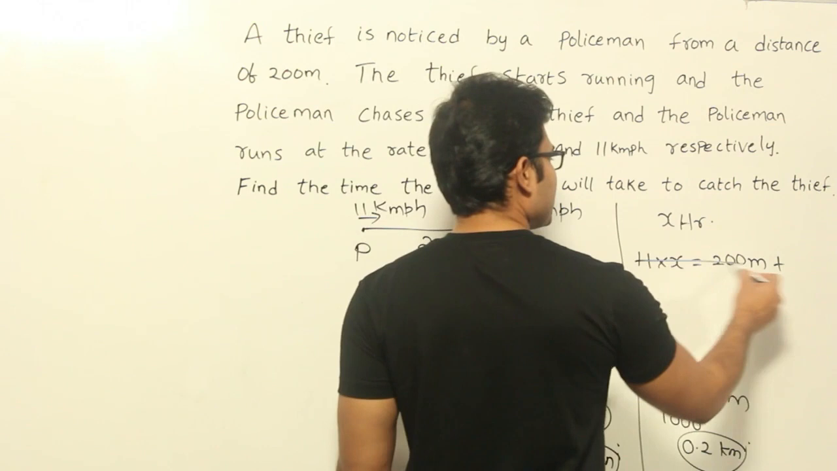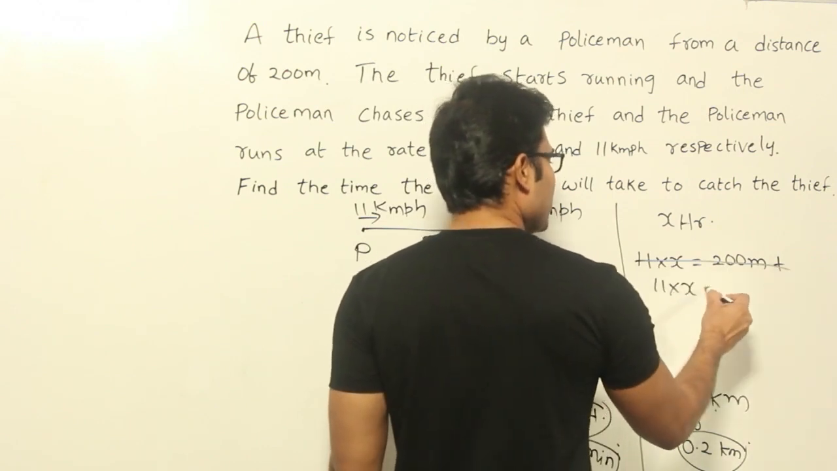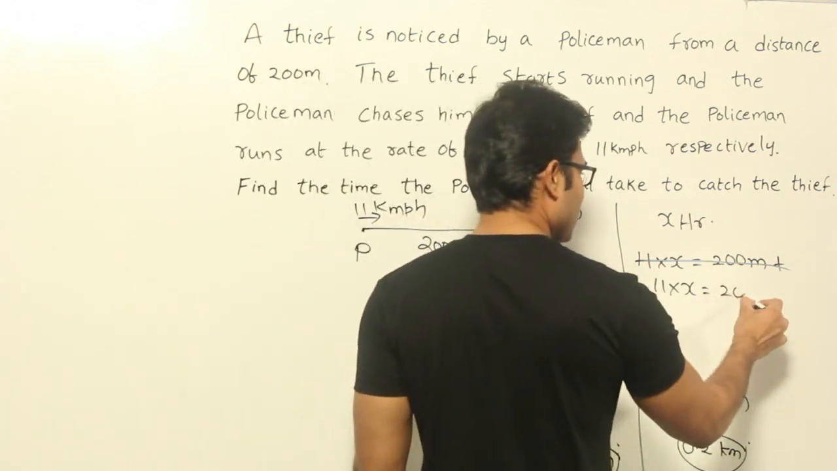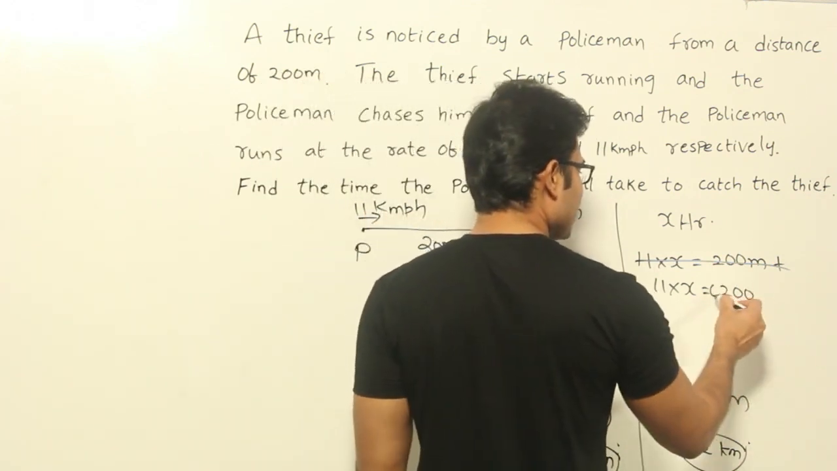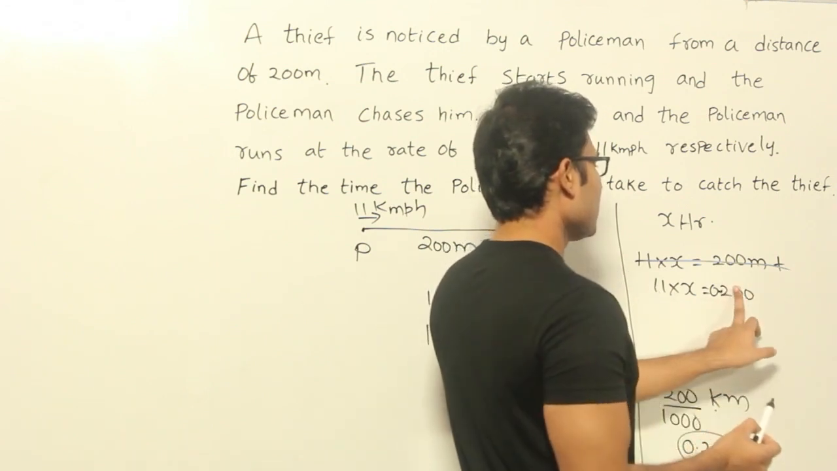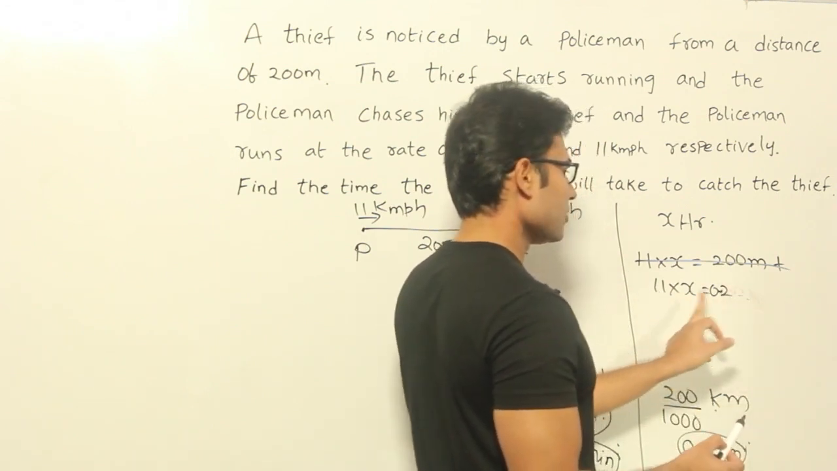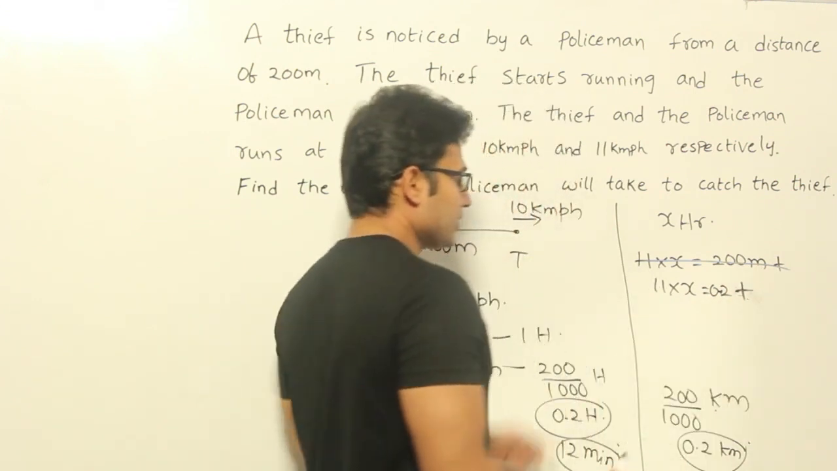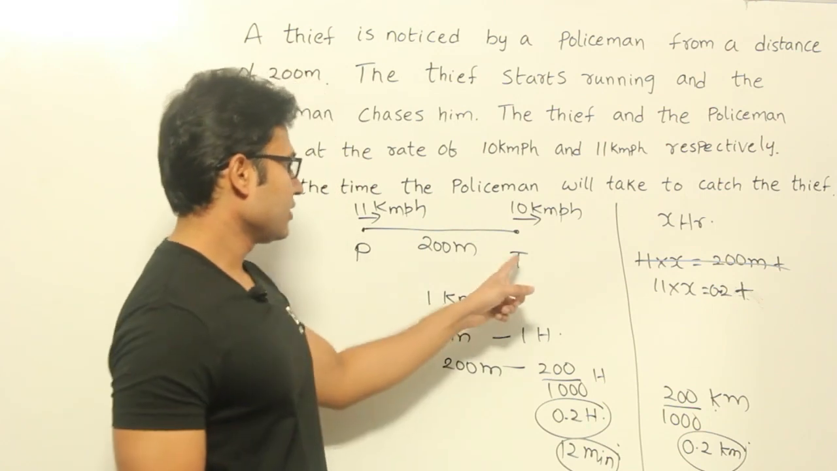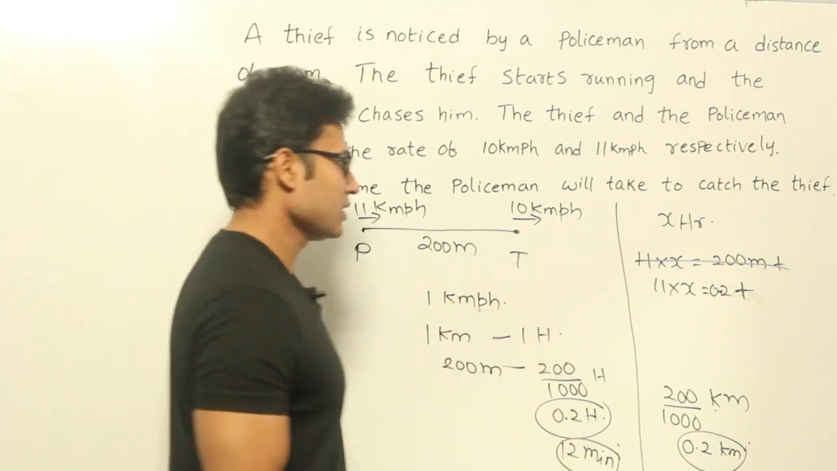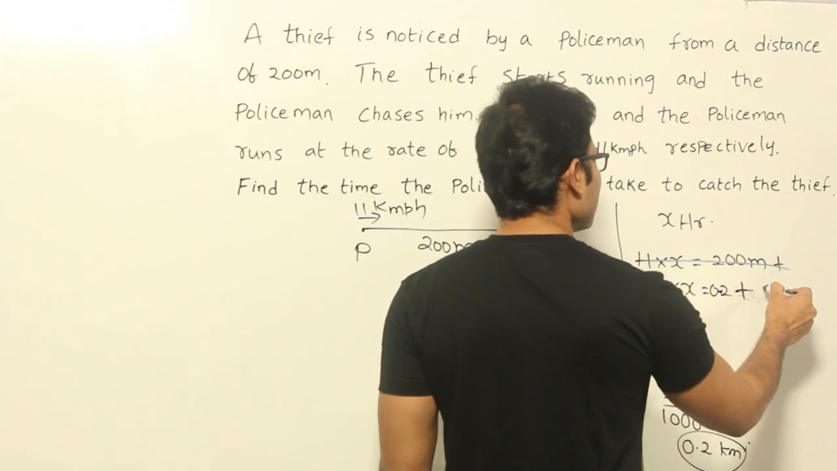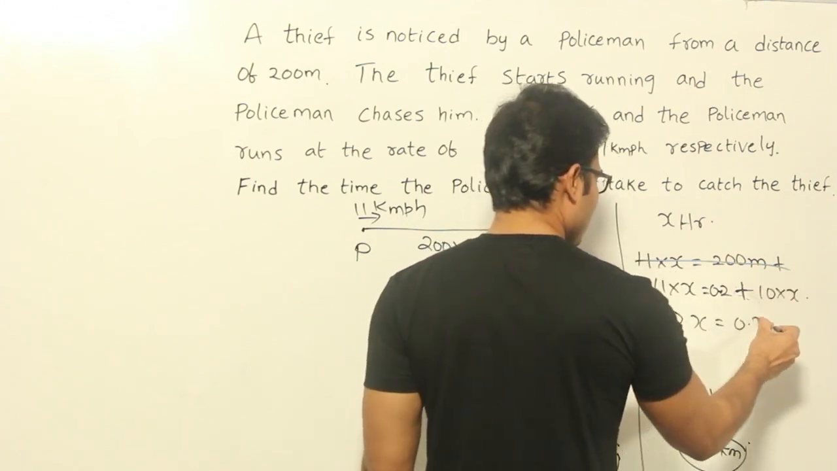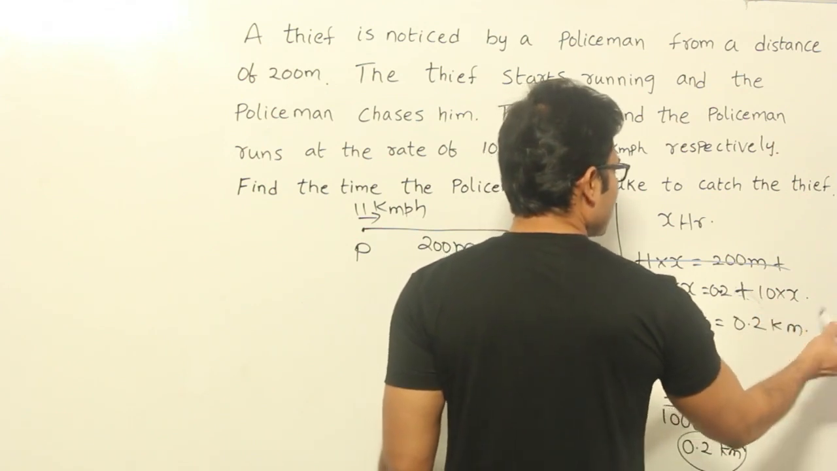Now you can write this as 11 into x kilometers, which is the distance covered by the policeman, is equal to, he has to cover the initial separated distance, which is nothing but 0.2 kilometers. Since this one is kilometers and this one is kilometers, I can write plus, in this time of x hours, even the thief is also going to move some distance, isn't it? Now what will be the distance covered by the thief? 10 into x, right?